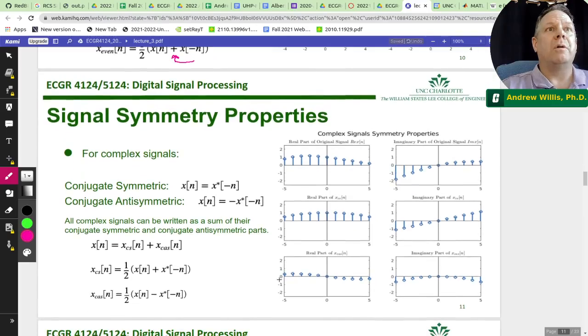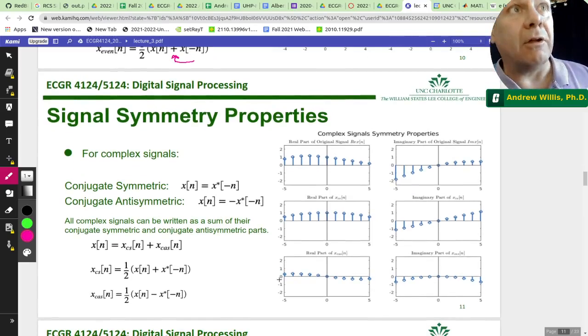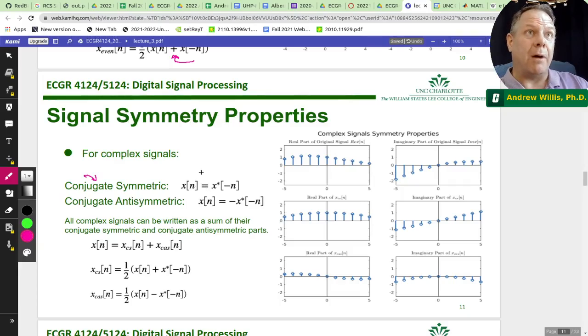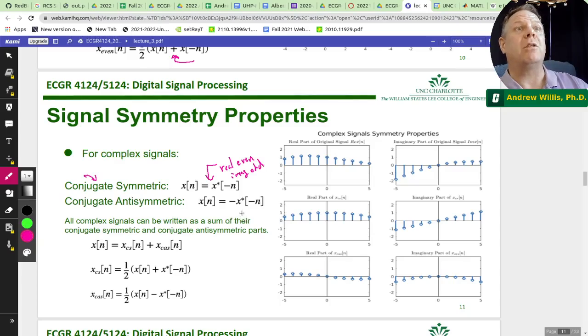All right. So we move on out of the real domain and into the complex number domain, and we extend these concepts. So the concept of even is extended to conjugate symmetric. Conjugate symmetric implies that the real part is even, and the imaginary part is odd. So when you have complex signals, that's what's implied by conjugate symmetric. Conjugate antisymmetric implies that the real part is odd and the imaginary part is even.